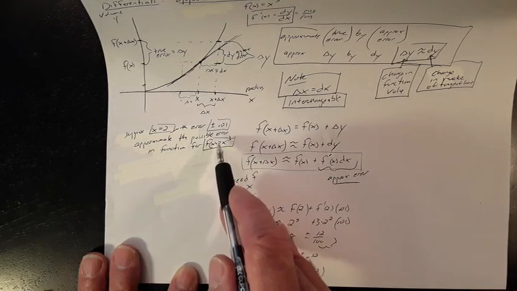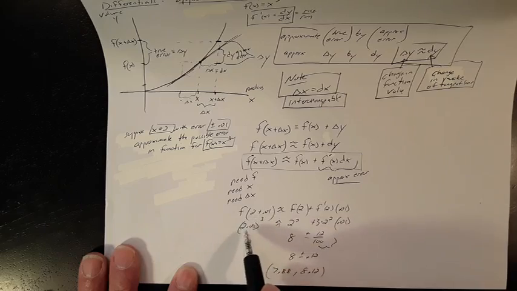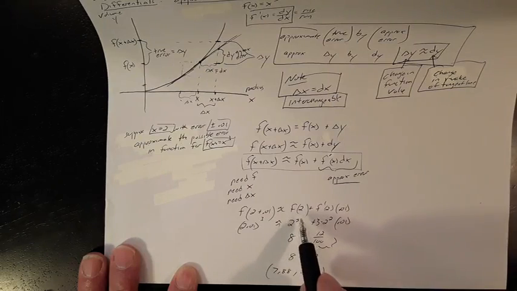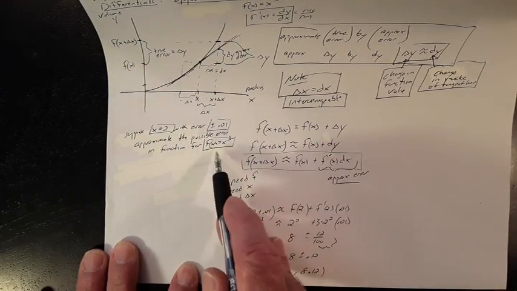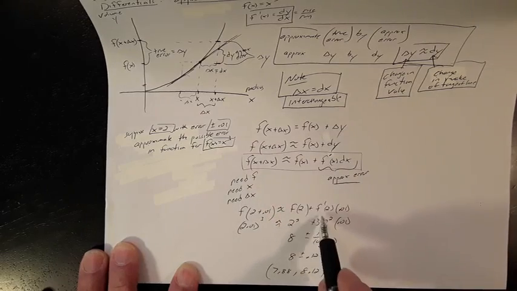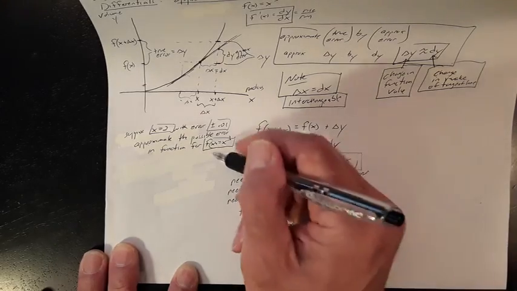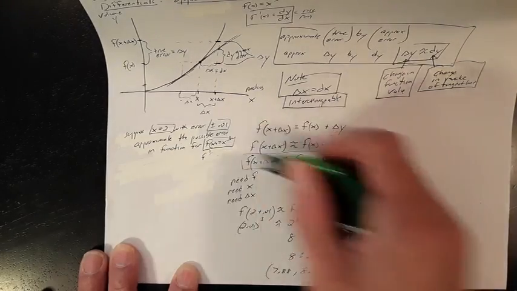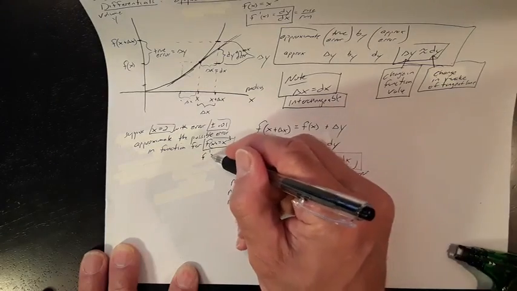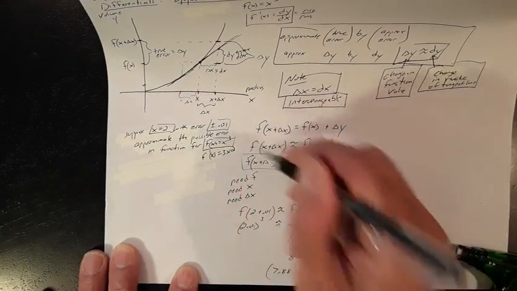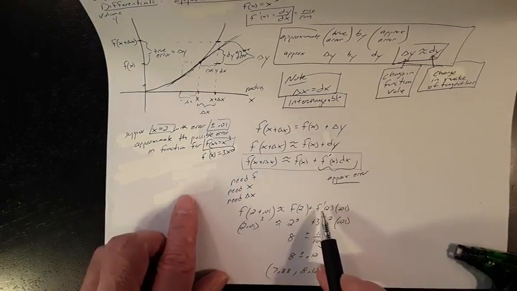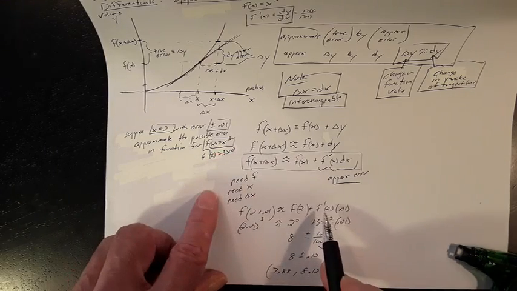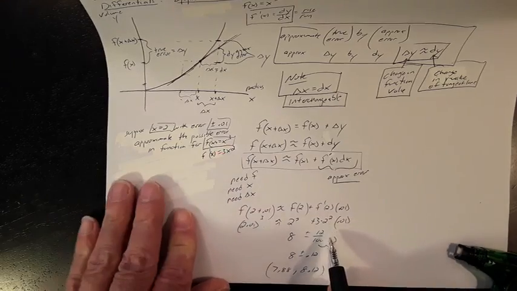Well, f is a cubing function, so this, 2 plus 0.01, is 2.01 cubed, approximately equals f of 2. Well, f of 2 is going to be 2 cubed. We're going to need f prime right here, to get our f prime of x. So when we talk about f prime of 2, we're talking about 3 times 2 squared, right? So there's my f prime of 2, times delta x.